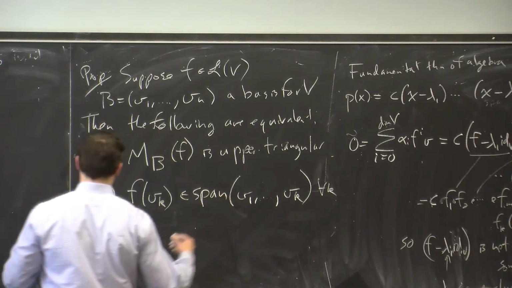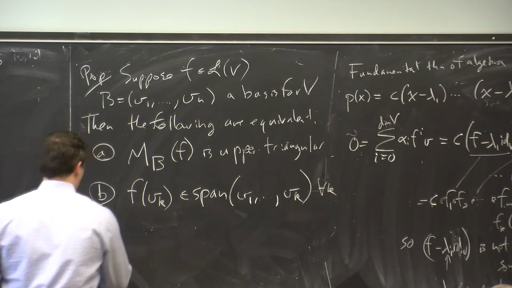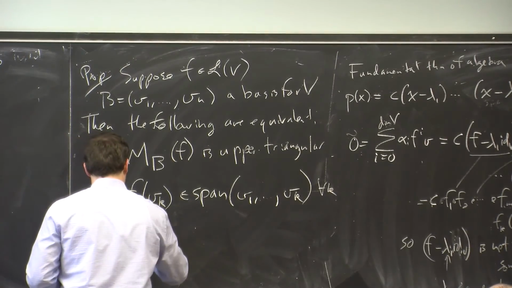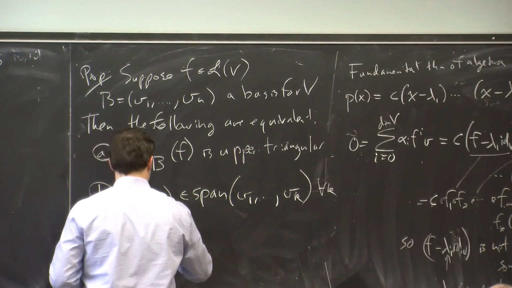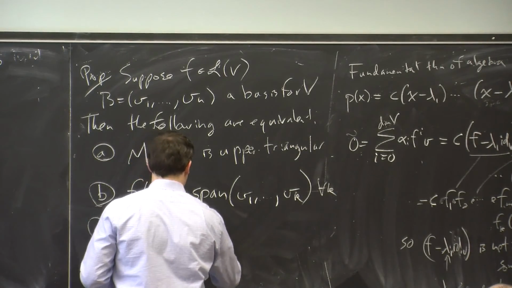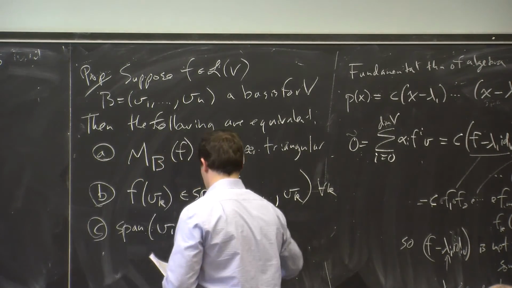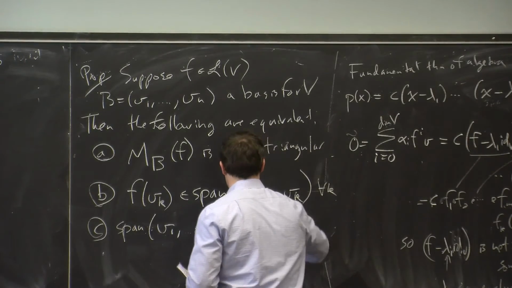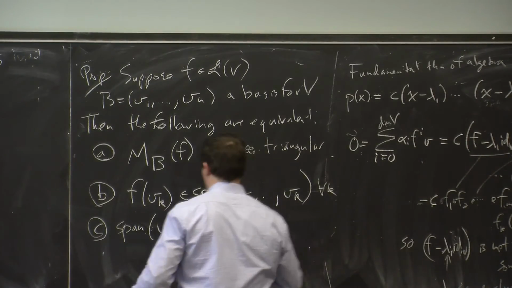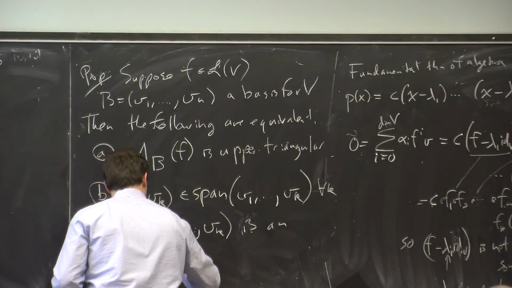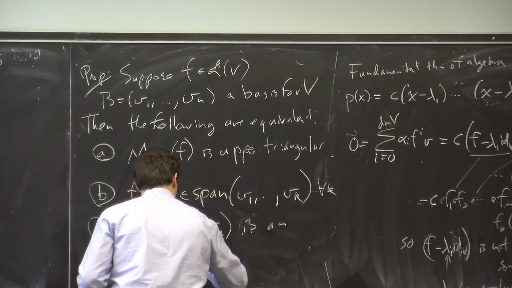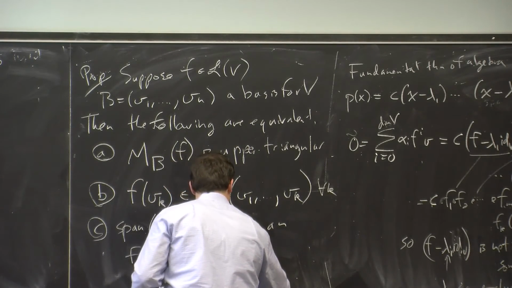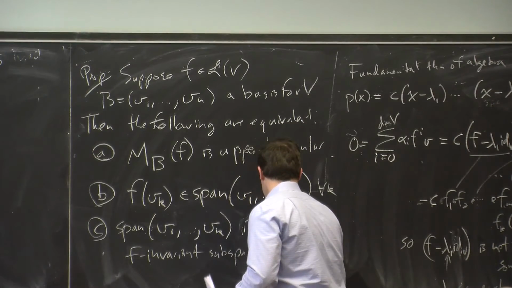So there's kind of this nesting happening. To make that a little bit more precise, what's nested? What's nested is invariant subspaces.